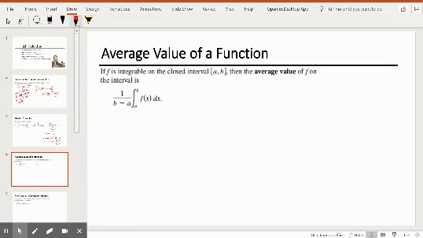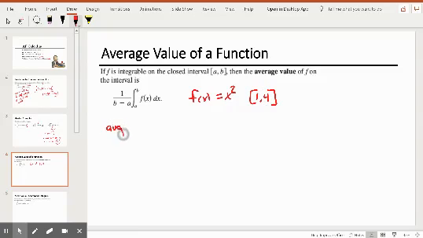Moving on to our next topic, average value of a function states if f is integrable on a closed interval ab, then the average value of f on this interval will be 1 over b minus a times the integral from a to b of f of x dx. If we look at an example, let's say f of x equals x squared on the interval 1 to 4.